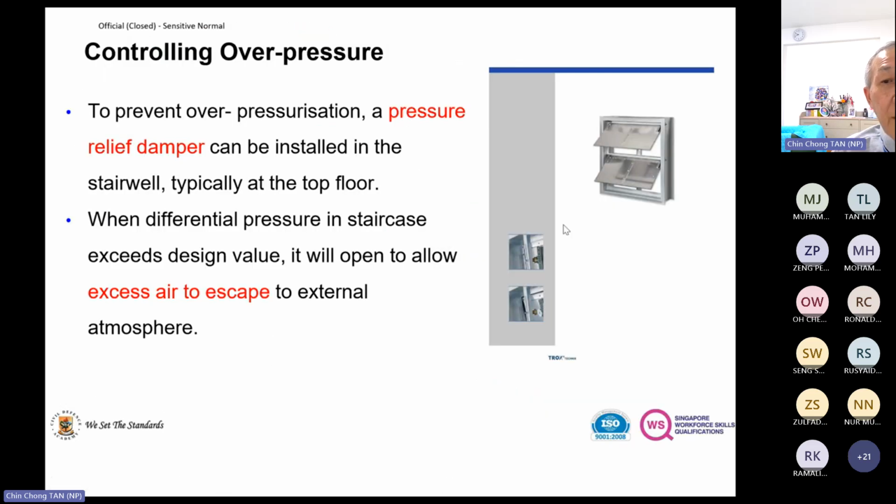Then we have the relief damper. All right, what is it to prevent? Overpressurization. So it will automatically open on its own, and air will be let out to keep the pressure at 50 Pascal. Okay.